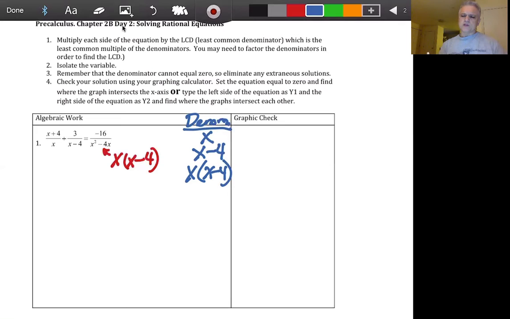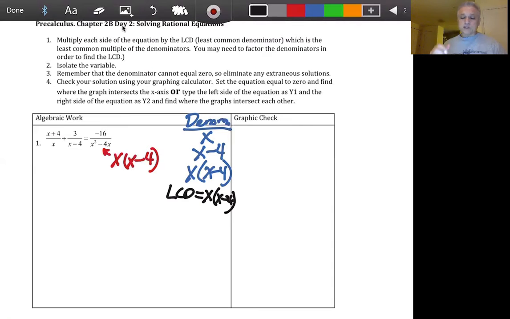So I'm looking at these three denominators, and I want the smallest algebraic expression that I could get to cancel all three of these denominators. Well, if I take x times x minus 4, then the x would cancel and the x minus 4 would cancel. And also x minus 4 times x is going to cancel. So this guy right here is my LCD. Okay? So my LCD is going to be x times x minus 4.